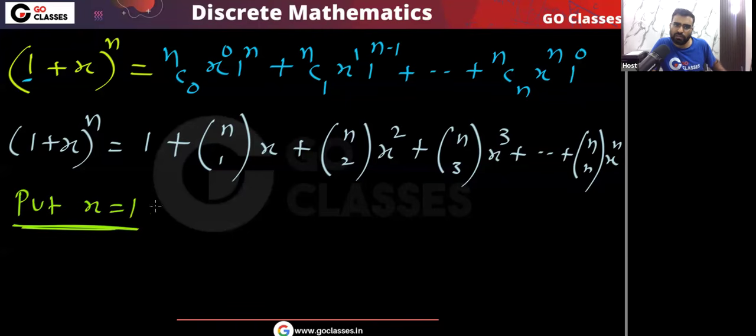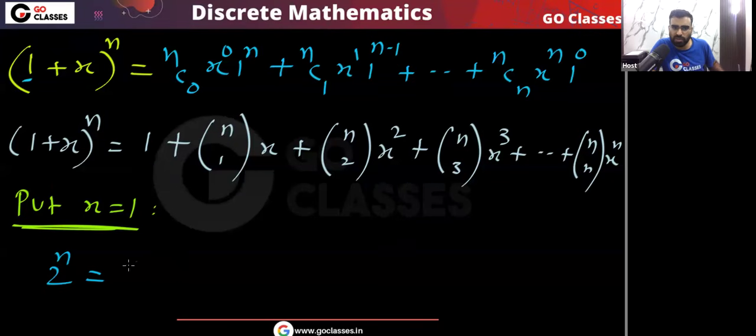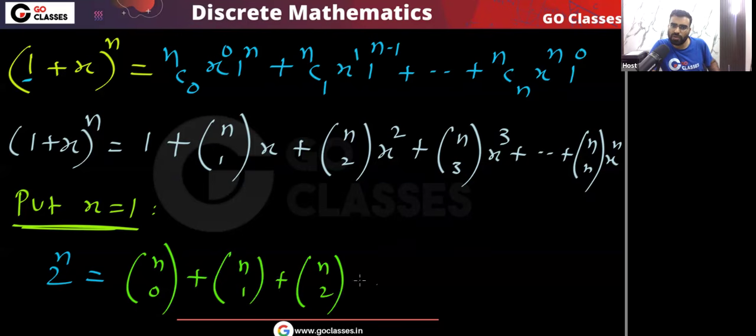Put x equal to 1. What will you get? On the LHS, you will get 2 power n. On the RHS, you put x equal to 1, and basically you are going to get NC0 plus NC1 plus NC2, all the way to NCn. So this is the result we got.